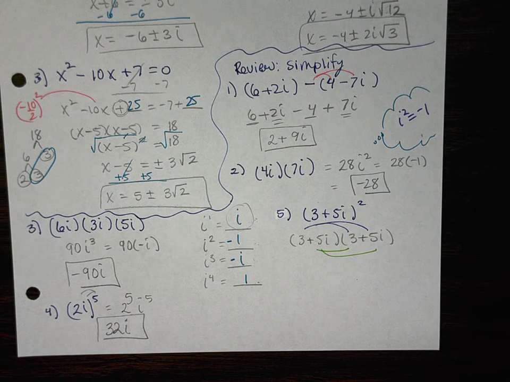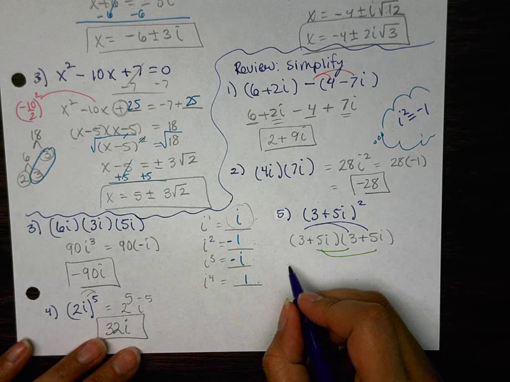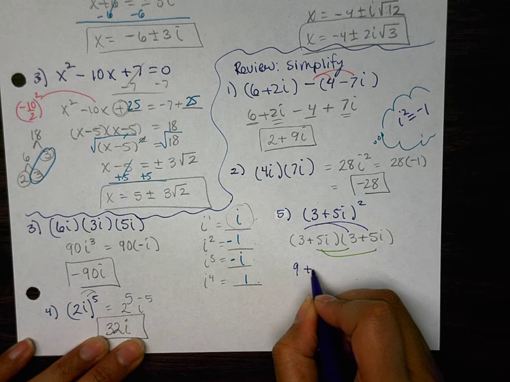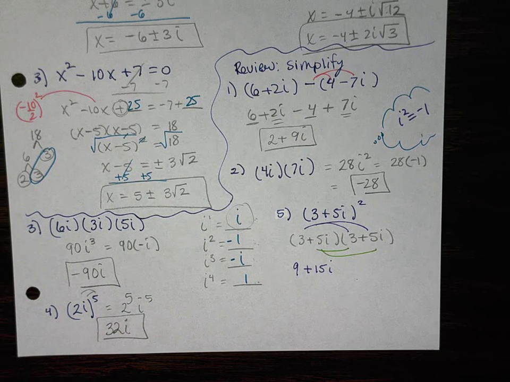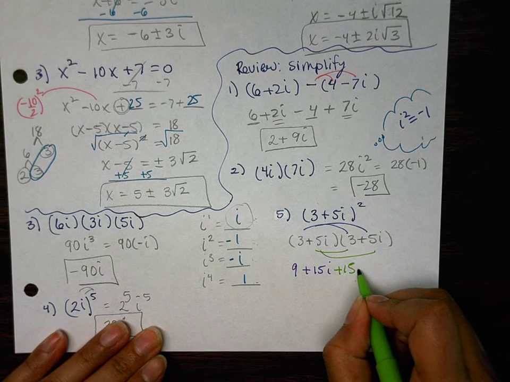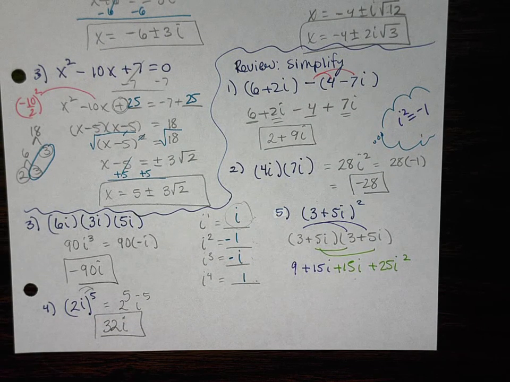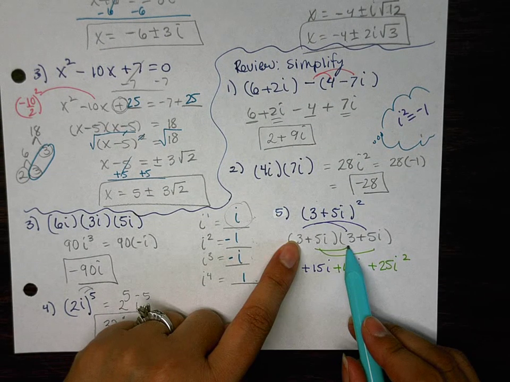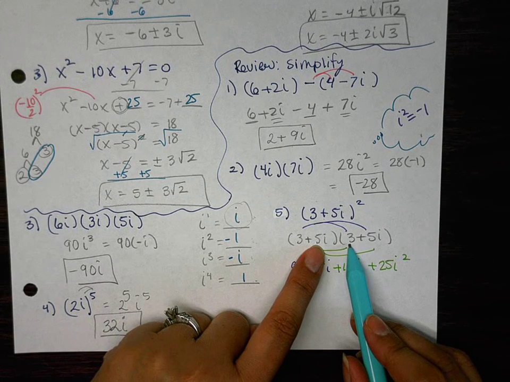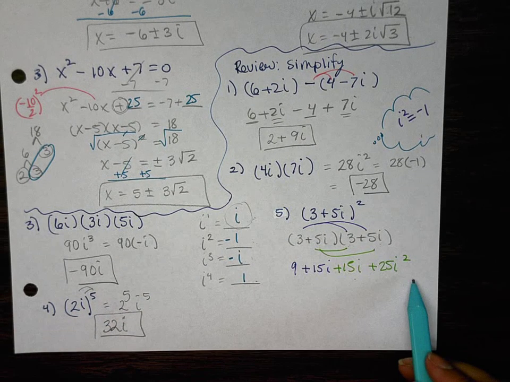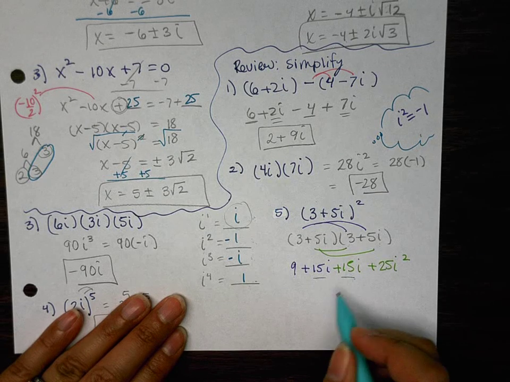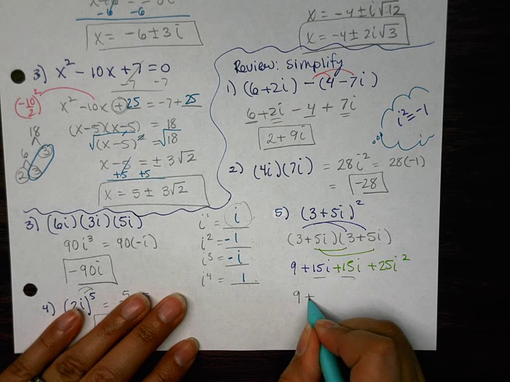Is this one where the middle terms cancel out? Yes or no? I see some yeses, some no's when people are nodding. I have 9 plus 15i, yes or no for the first part. And then I have positive 15i plus 25i squared, yes or no? Okay, 9, positive 15i, positive 15i, positive 25i squared. Do these middle terms cancel out? Yes or no? No. So it adds up, not i squared, it stays i.